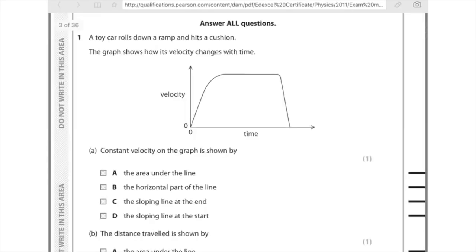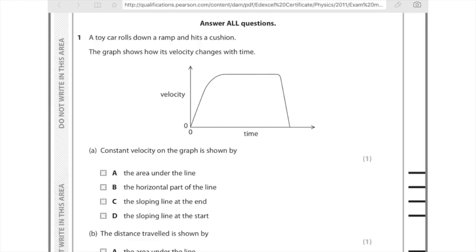I've picked out some questions. So question one, a toy car rolls down a ramp and hits a cushion. The graph shows how its velocity changes with time. So this is effectively a speed time graph. Constant velocity on the graph is shown by, what does the word constant mean? Well, it means same. So where on this graph is it the same velocity? Now you can kind of imagine a y-axis and the numbers going up the y-axis. So it could be something like 0, 10, 20, 30 on the velocity front. So where does that not change? Well, it's obviously going to be the horizontal portion of the line because at that point, the speed or the velocity is going to be the same everywhere. So the answer here is B, the horizontal part of the line.